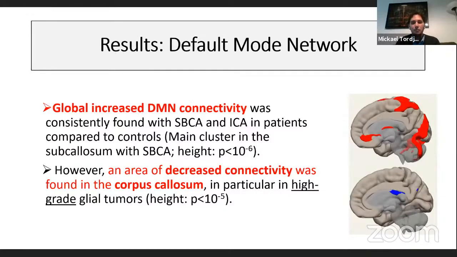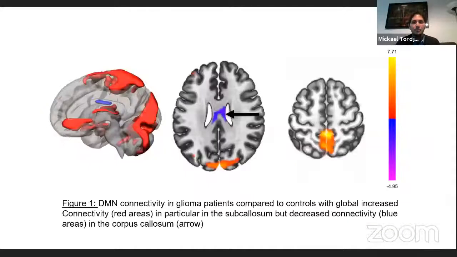For the default mode network, we found a global increase in connectivity, found with seed-based connectivity analysis, but also with independent component analysis. So with two independent techniques, we found the same result, a global increase in DMN connectivity in patients compared to controls. But we also found a small area of decreased connectivity in the corpus callosum, in particular in high-grade glial tumor patients. So you can see the global increased connectivity in the brain, but also a small area of decreased connectivity in the corpus callosum.